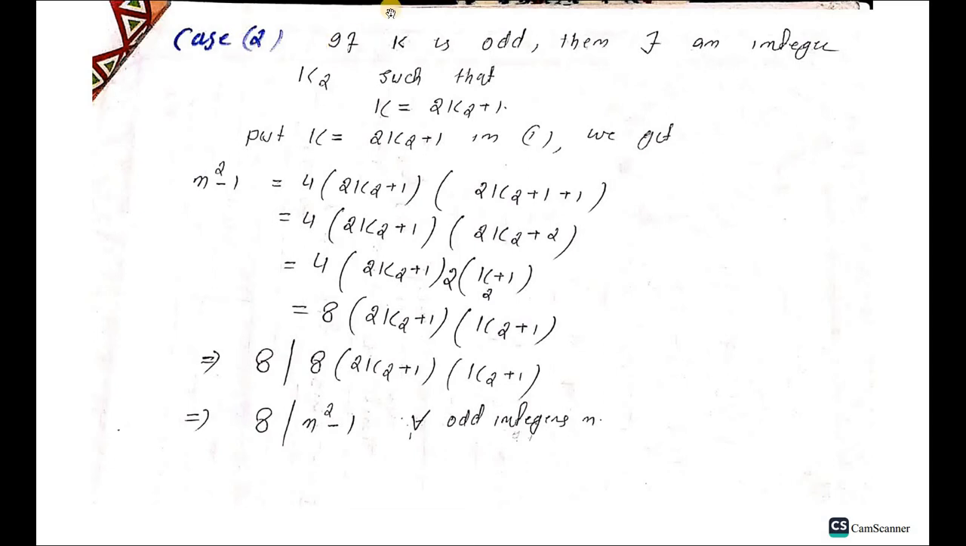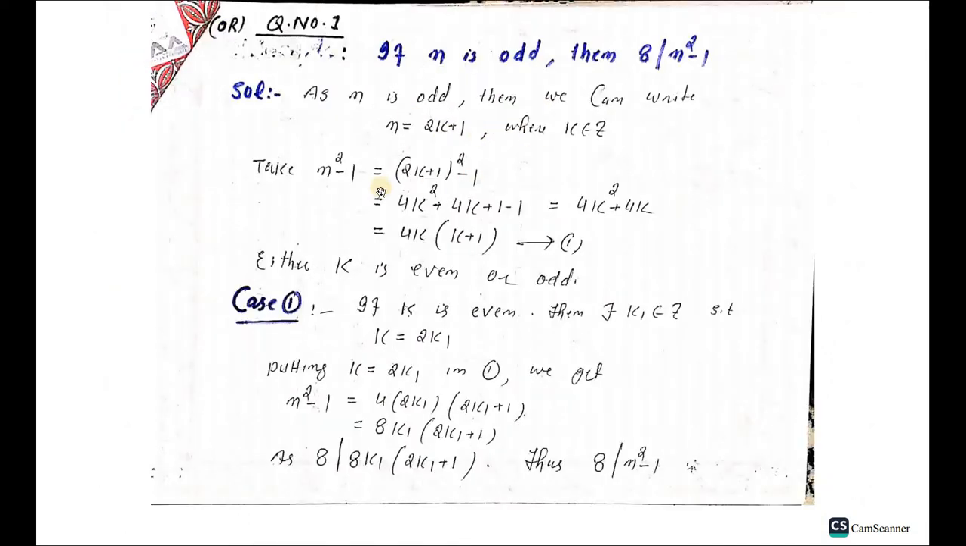The second case is if k is odd, then there exists an integer k2 such that k is equal to 2k2 plus 1. Now we have to put this value of k in the equation 1. Since k is odd, then value of k is equal to 2k2 plus 1. So putting value here, here we will put 2k2 plus 1. Here we will get 2k2 plus 1.